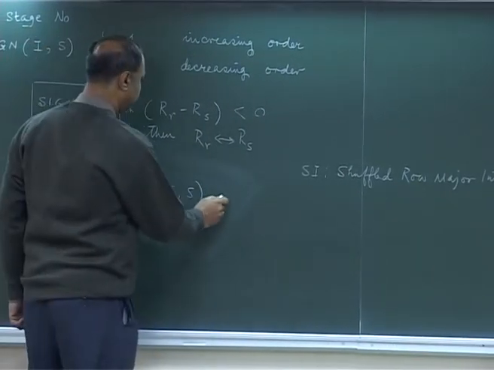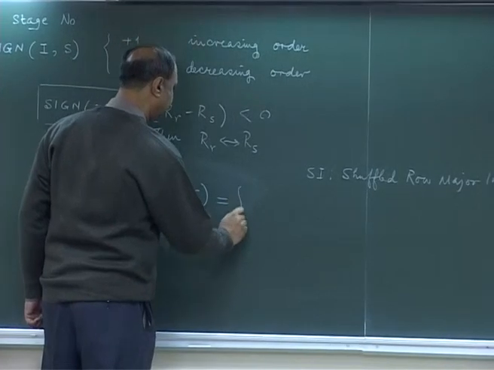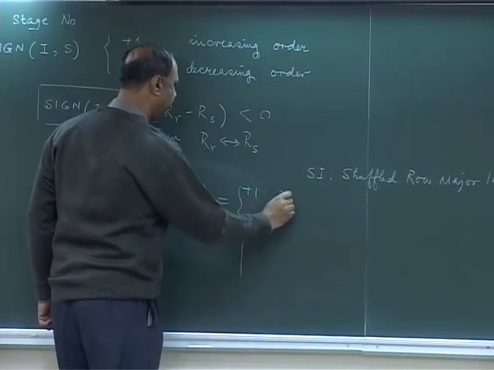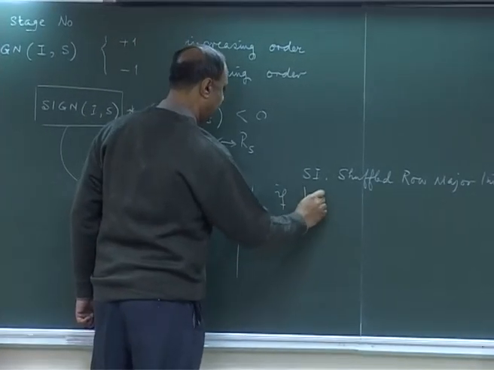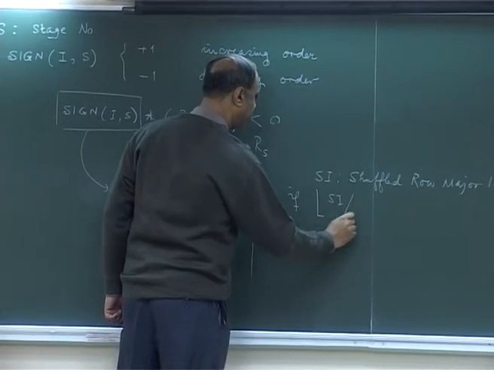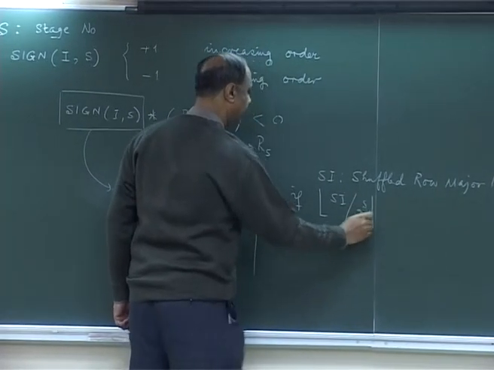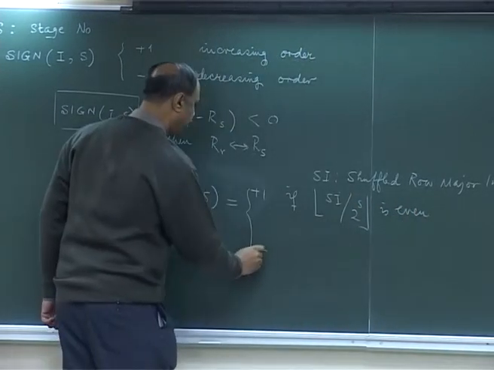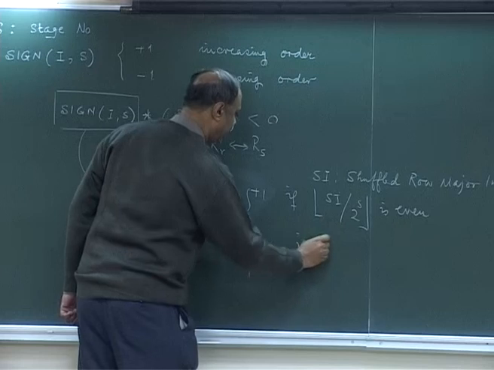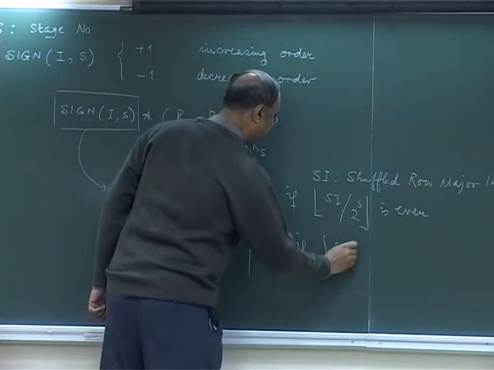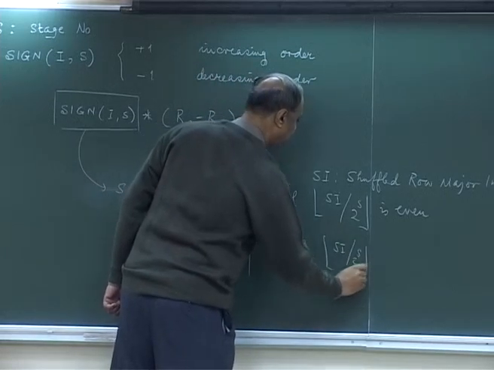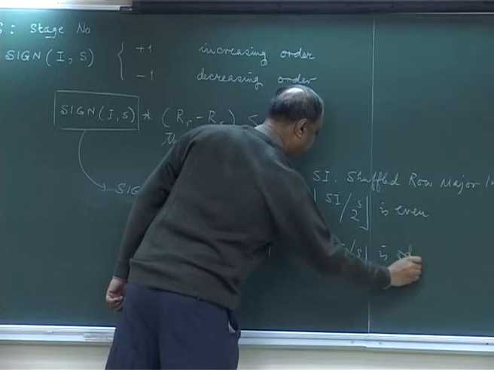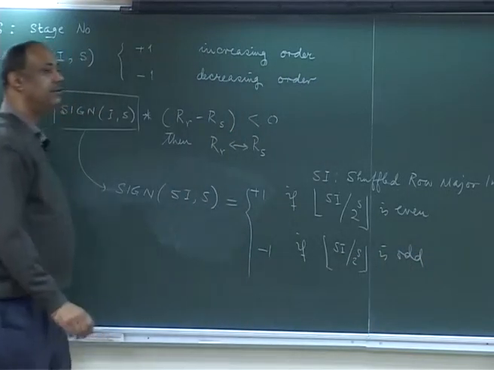So, sign is +1 if SI divided by 2 to the power S is even, and -1 if SI divided by 2 to the power S is odd. Let us see how it works.